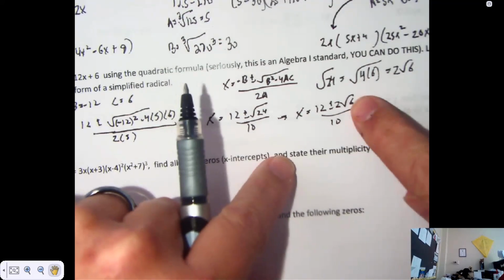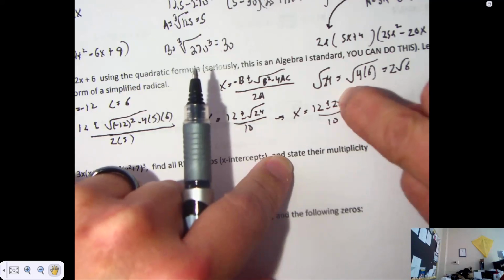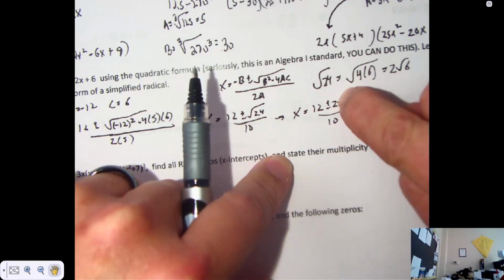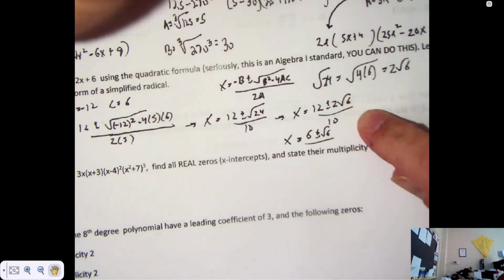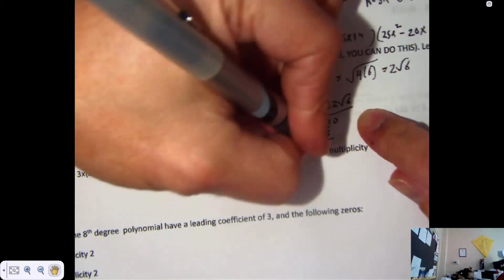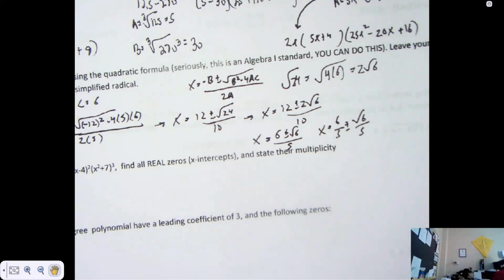You could have no access to the radical. Pretend it doesn't exist for a minute. 12, 2, and 10 are all divisible by what? 2. 12 divided by 2 is 6. 2 divided by 2 is 1, understood to exist. 10 divided by 2 is what? 5. That's one way of writing it. I would also take 6/5 plus or minus root 6 over 5. I don't care which one you give me. Just simplify the radical.